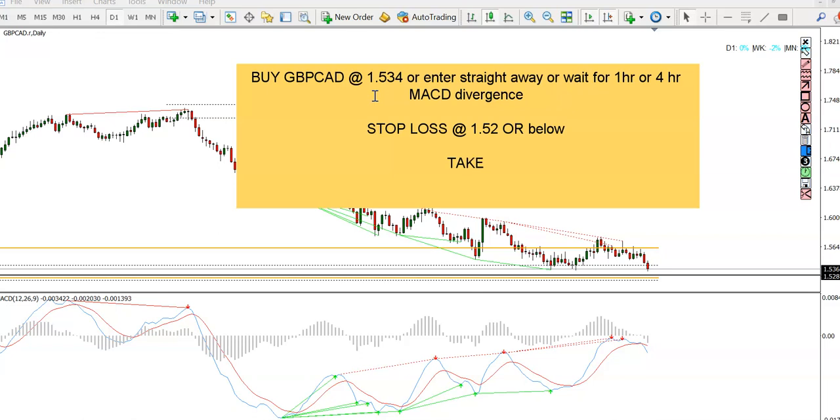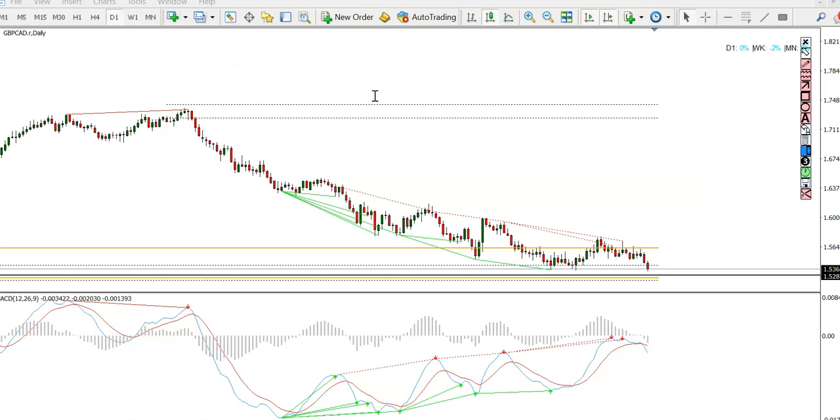Take profit at 160, and long-term take profit at 176. Remember, as always, trade at your own risk. That's just what I'm doing. So just to show you the profit potential on this.